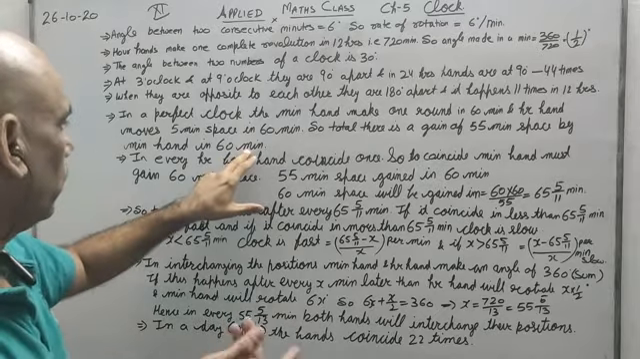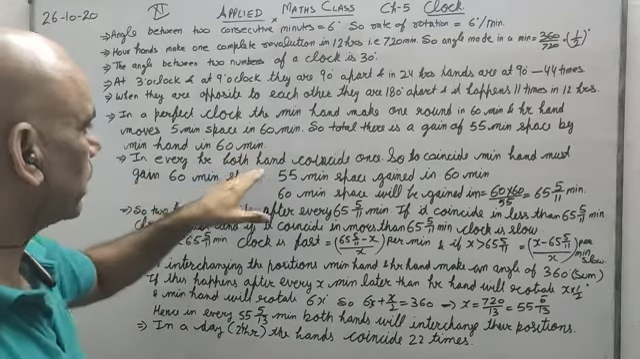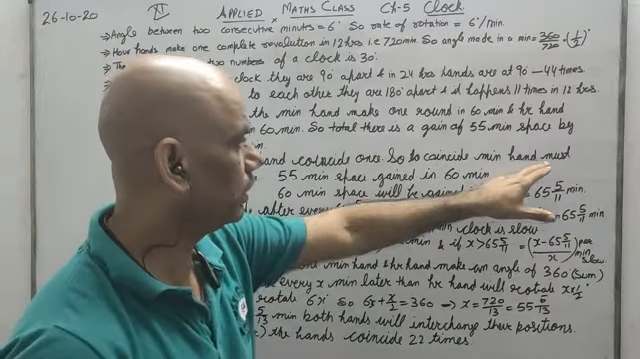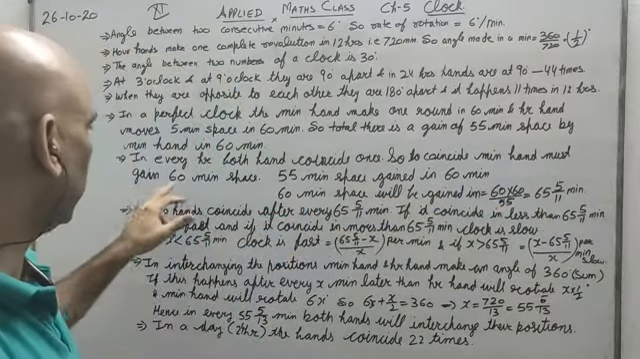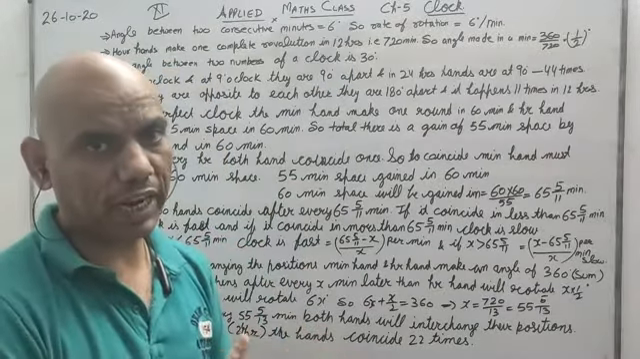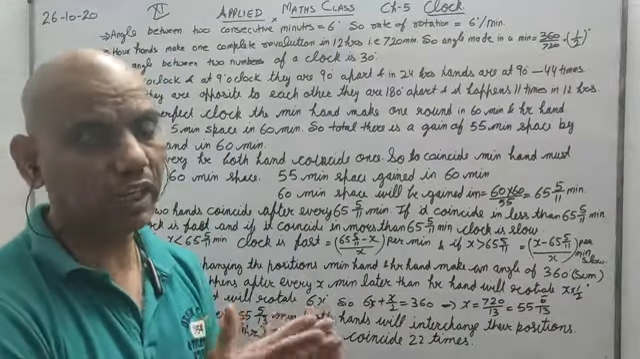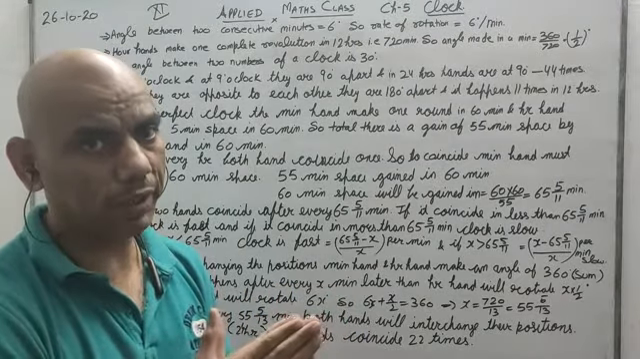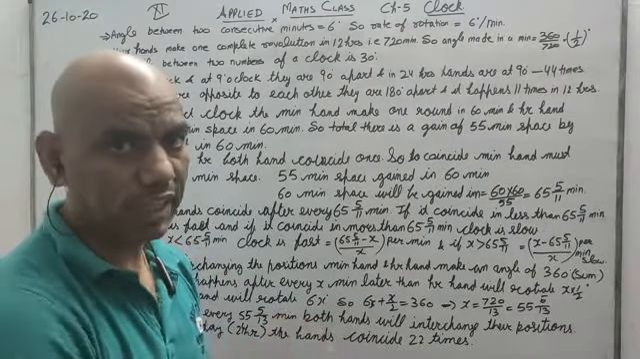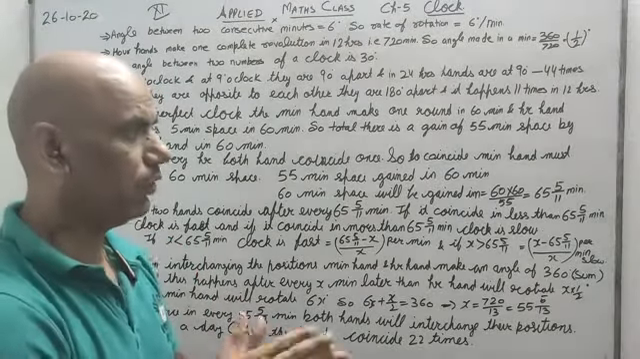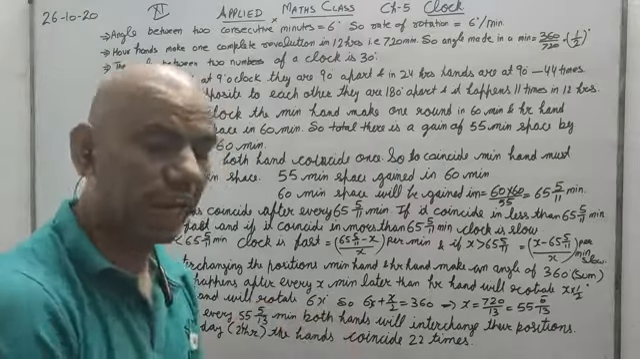Now, for both hands to coincide, the minute hand must gain 60 minutes. Now when one hand coincides with the other hand, for that a 60 minute complete revolution should be completed, but in the same time our other hand is also moving. So we want to know how much is the actual time.